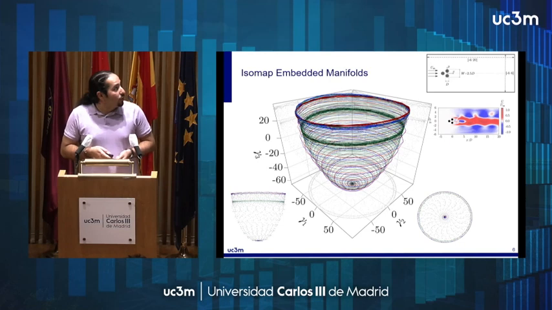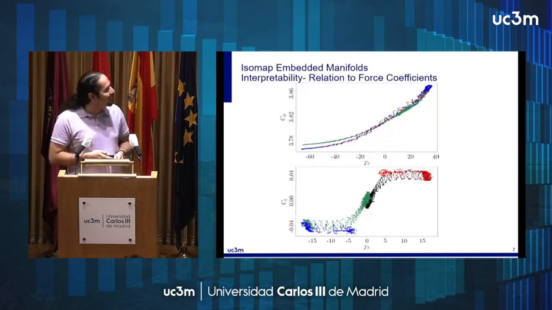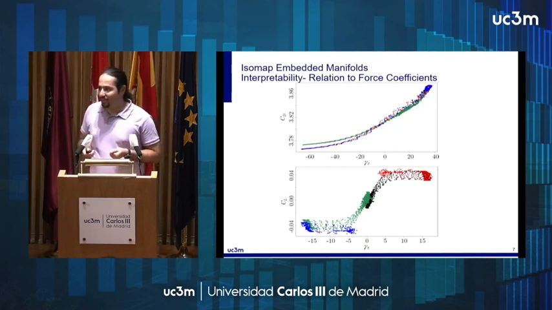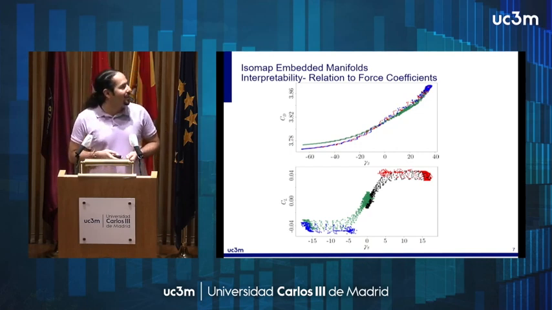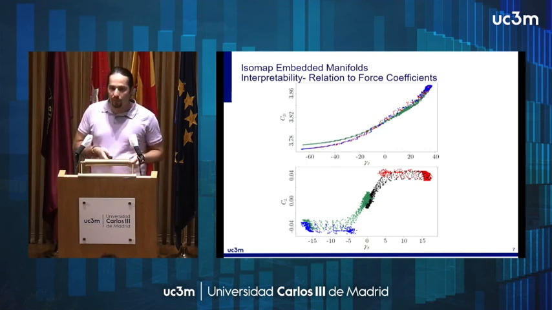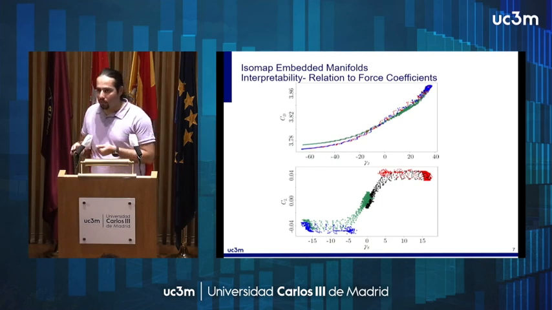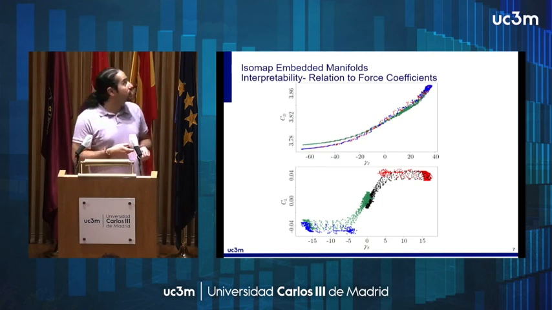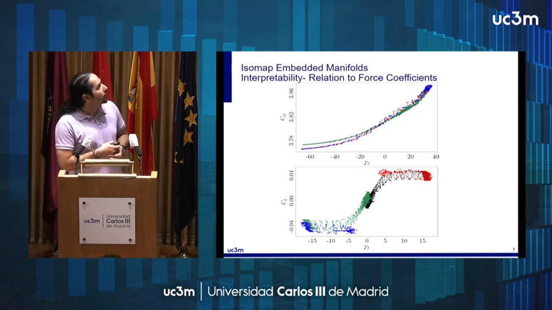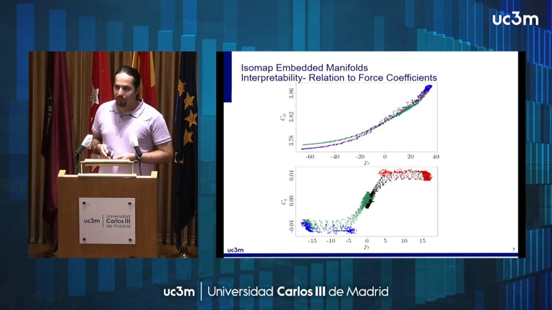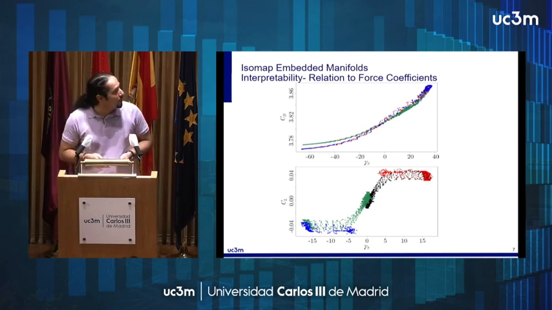And moreover, it is possible that these different dimensions that we have in low dimensional embedding space have some correlation with some physical features. For instance, here we are seeing the perfect correlation between the CD and CL with our third and eighth dimensions in low dimensional space.